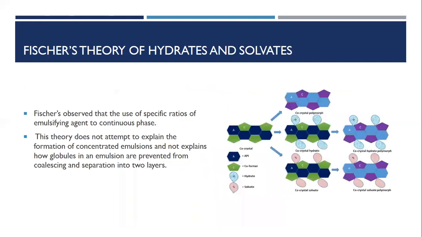The next is Fischer's theory of hydrates and solvents. Fischer observed that with the use of specific ratios of emulsifying agent to continuous phase, the quantity of water in these specified ratios was all used up in forming a colloidal hydrate. This theory does not attempt to explain the formation of concentrated emulsions, and does not explain how globules in an emulsion are prevented from coalescing and separating into two layers.